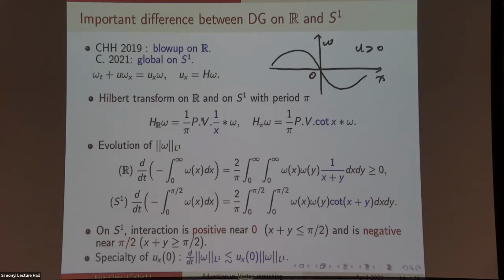Now, the specialty of the gradient of velocity at the origin is that this interaction can be controlled by this quantity. So the product of u_x(0) and the L1 norm controls the interaction. Therefore, using a simple Gronwall inequality, one can control the L1 evolution using this quantity. However, to control the blowup, we need the L infinity norm of the vorticity. Here, the L1 norm is still much weaker than the L infinity norm.